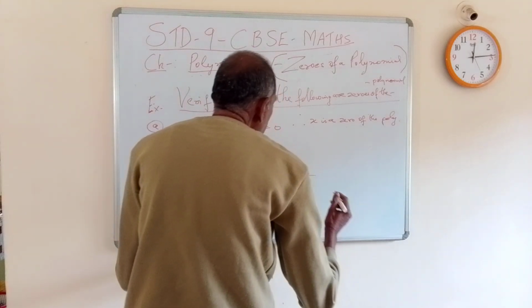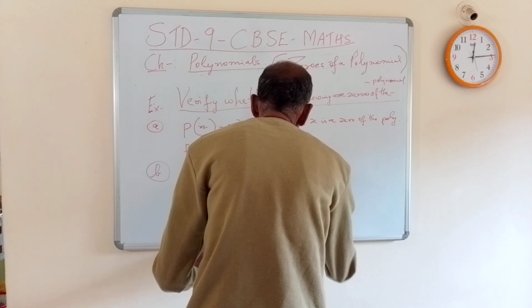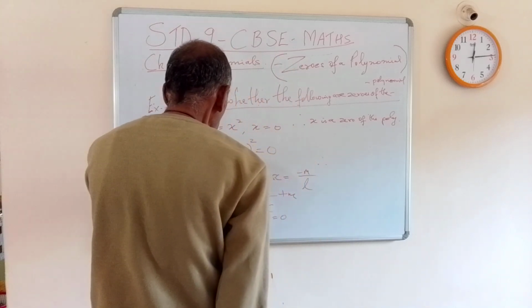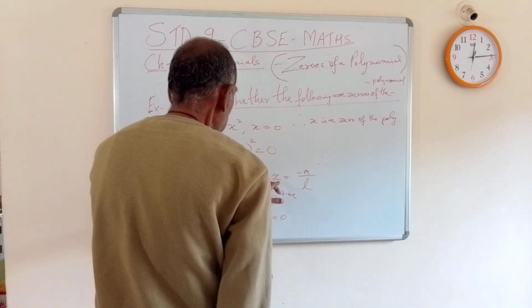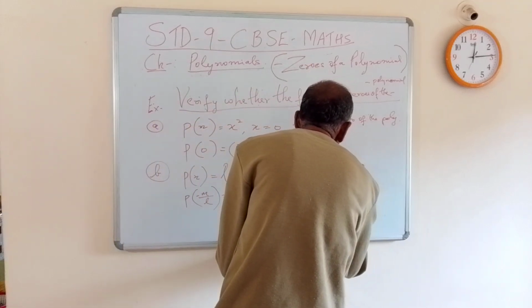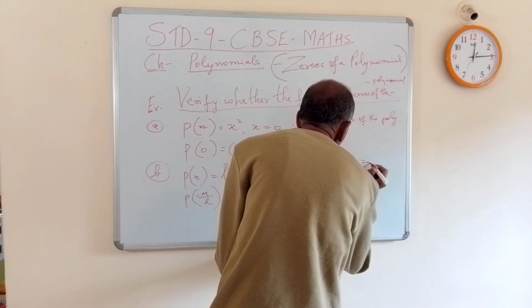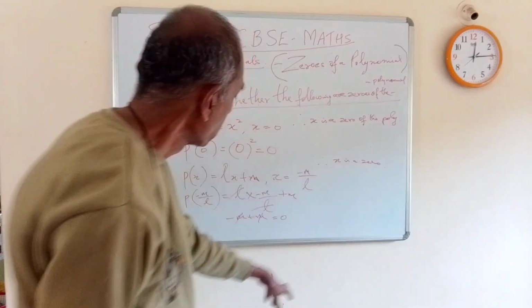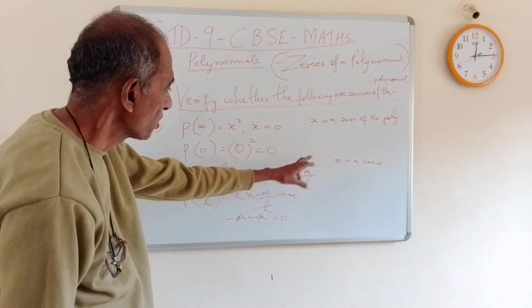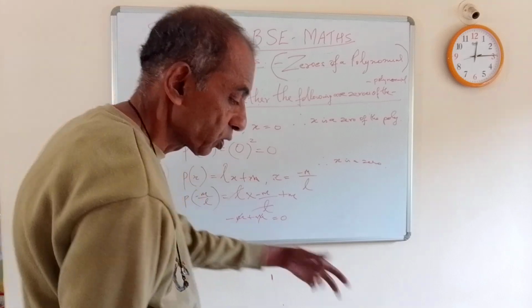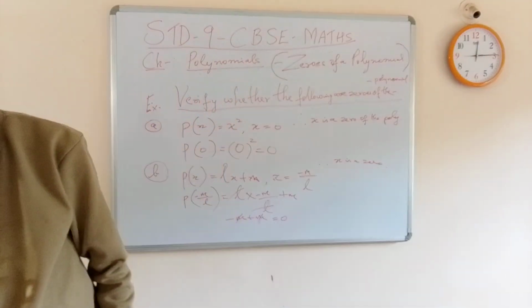So here also, therefore, x is a 0 of the polynomial. In both the cases, we have seen that x is a 0 of the polynomial. I'll wrap this up, we'll go to the next.